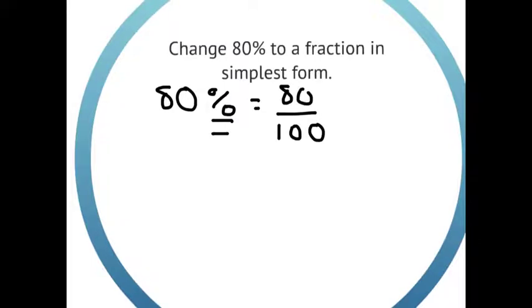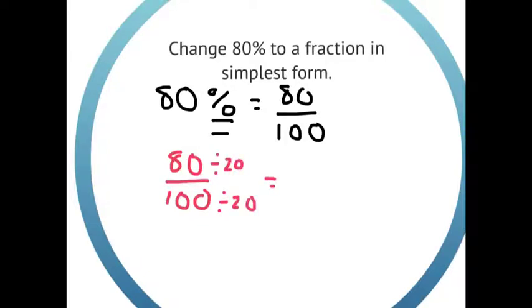All we have to do is finish by simplifying. 20 is the largest number that goes into both of these. So the simplified fraction that's equal to 80% is 4/5.